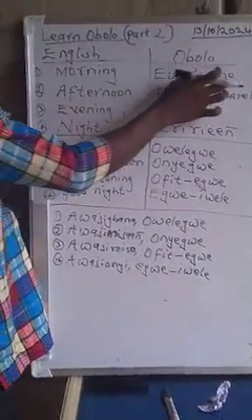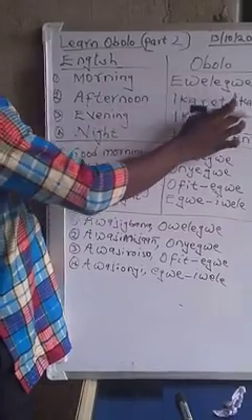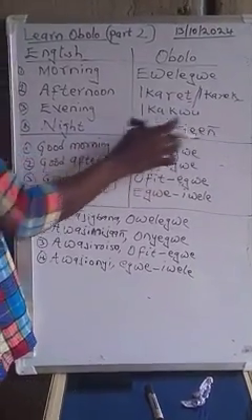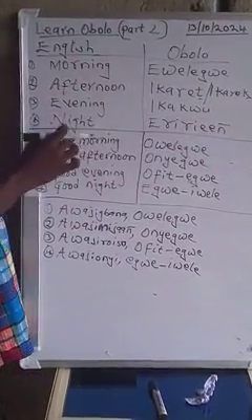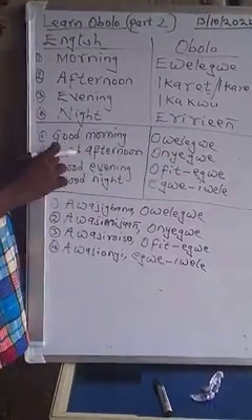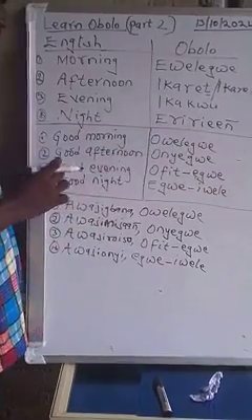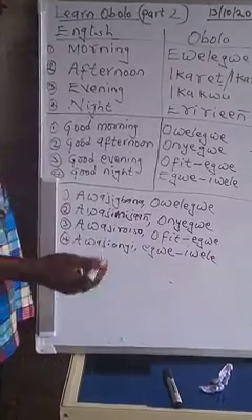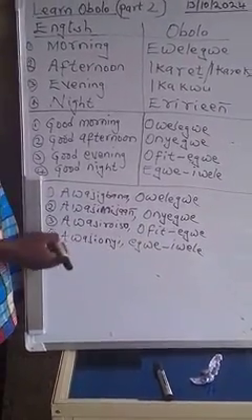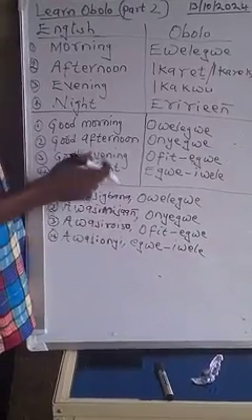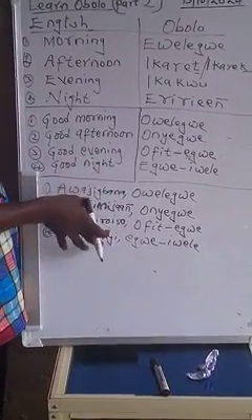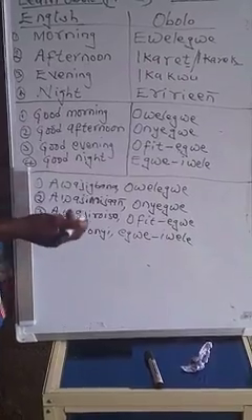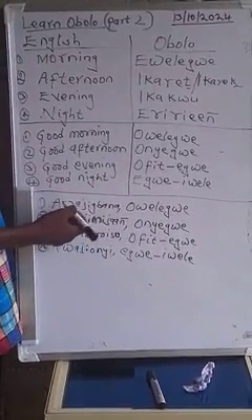Morning is Owelegwe. Afternoon is Ikare. Evening is Ikaku. Night is Eririen. Then if you want to greet the person, good morning, you say Owelegwe. Good afternoon, Onyegwe. Good evening, Ofi Egwe. Good night, Egwe Iwele. You can use anybody's name apart from these 4 names. You change the name to the one you would prefer to use. But I want to use an Obolo name.